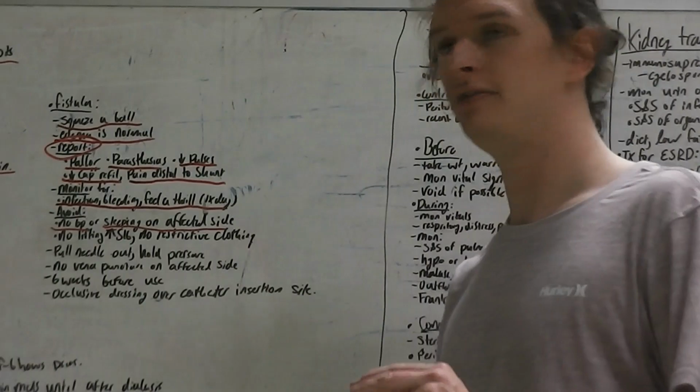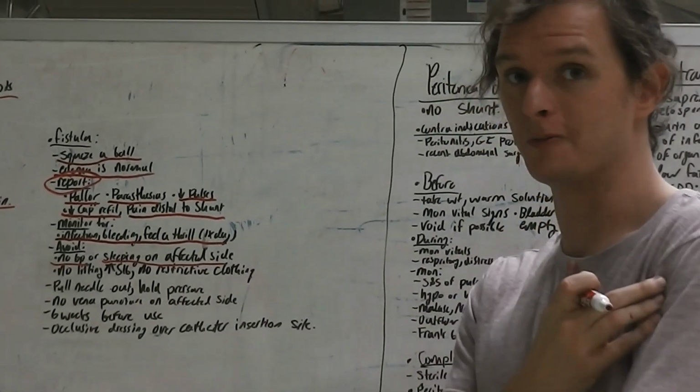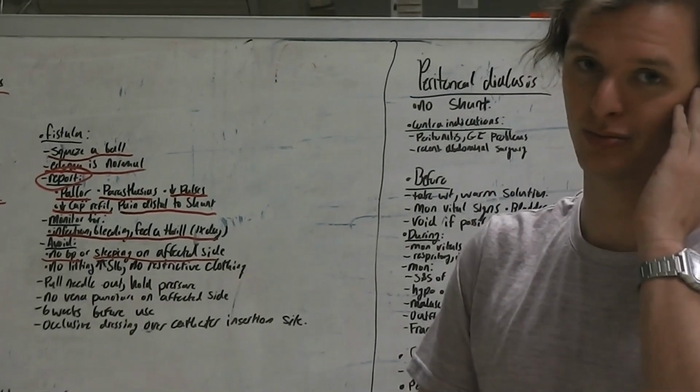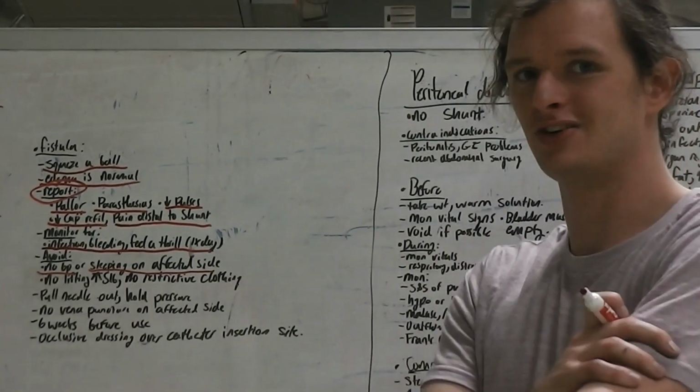So if they have an AV fistula, probably in their left arm, you don't want to put it in the right arm if it's in the left arm. If they're sleeping on the left side, you've got to flip them over. Okay. You don't take blood pressure on this left arm.